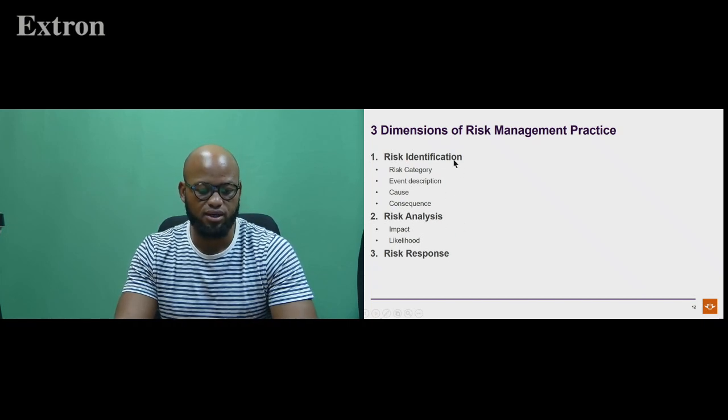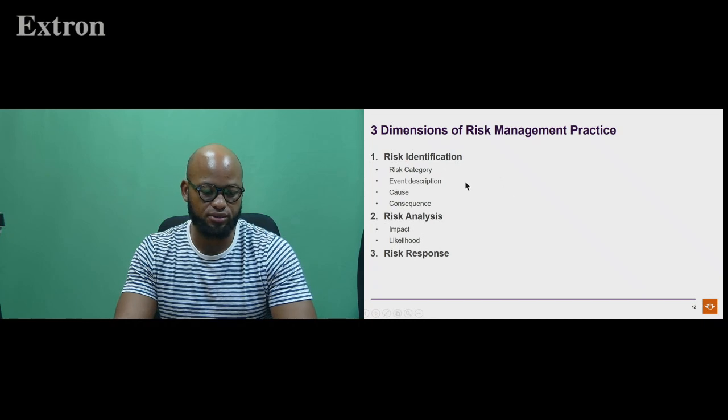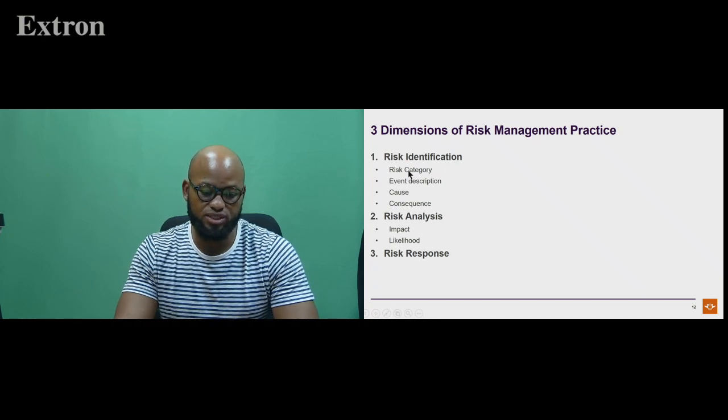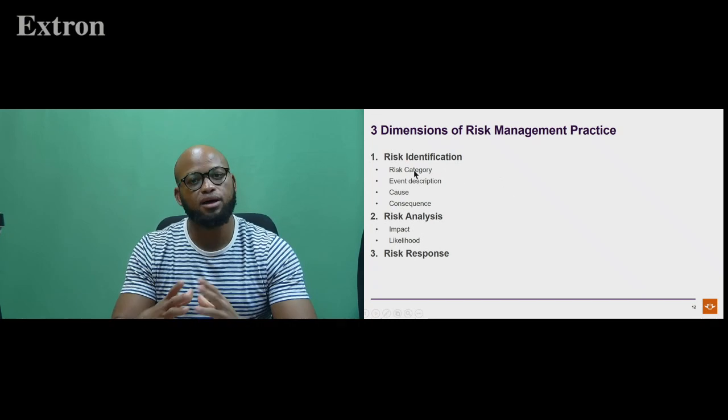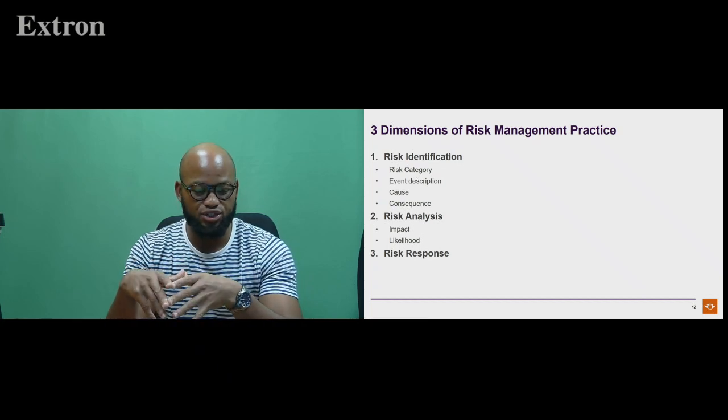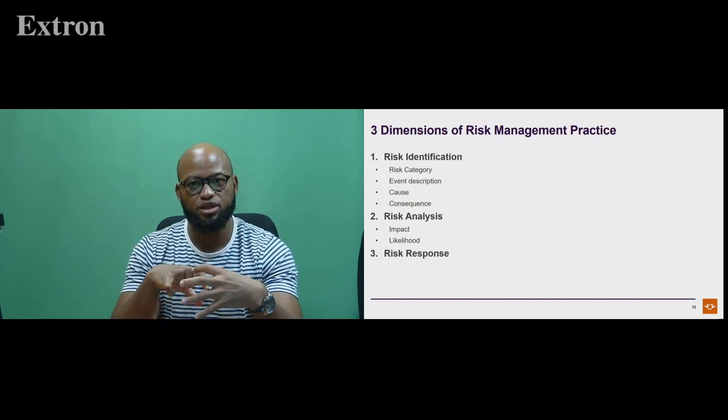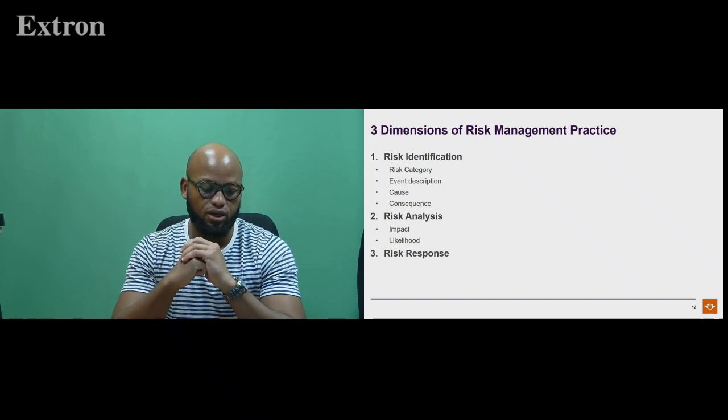What do we mean when we speak about risk identification? Firstly, we're talking about putting the various risks of an organization into categories. In other words, putting them into buckets.